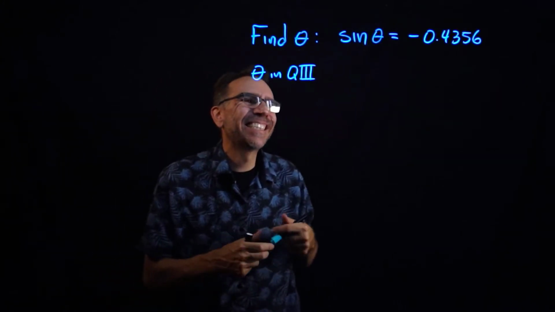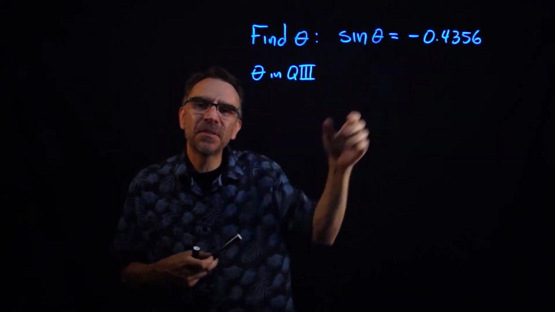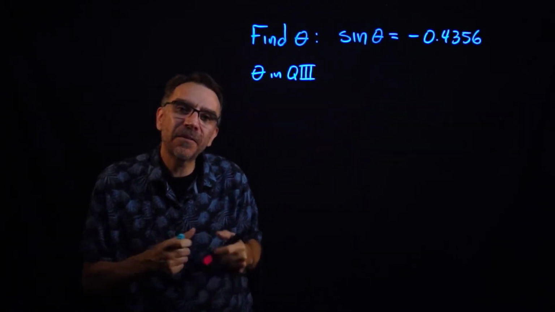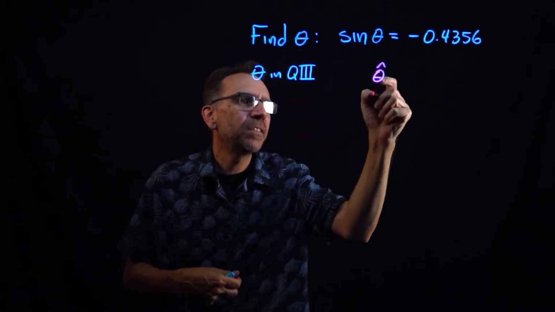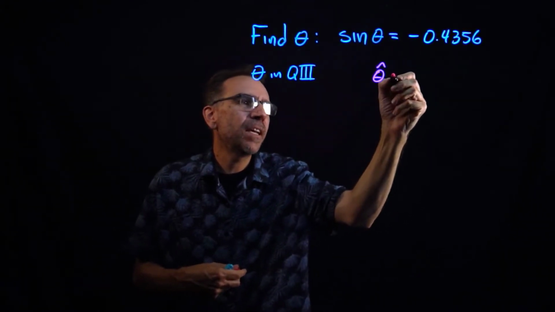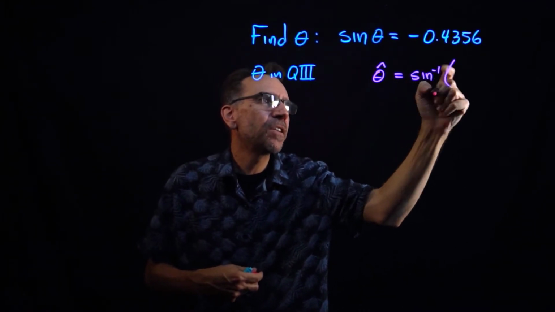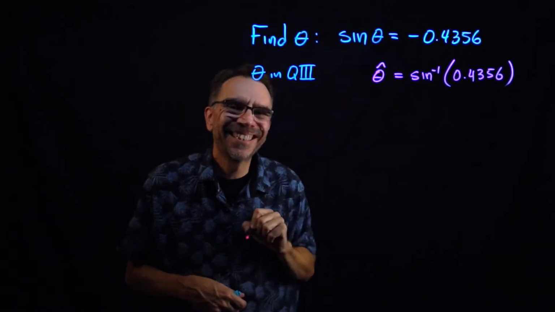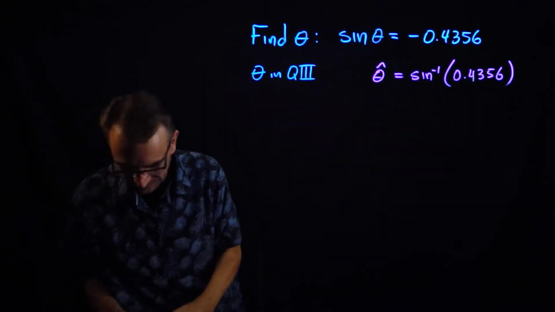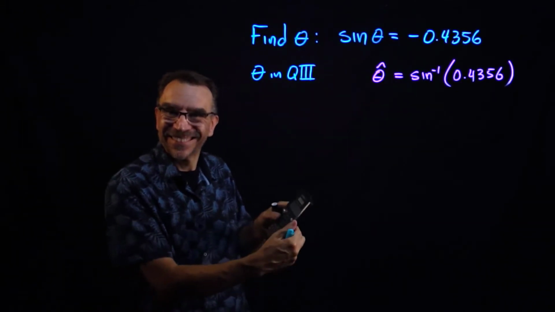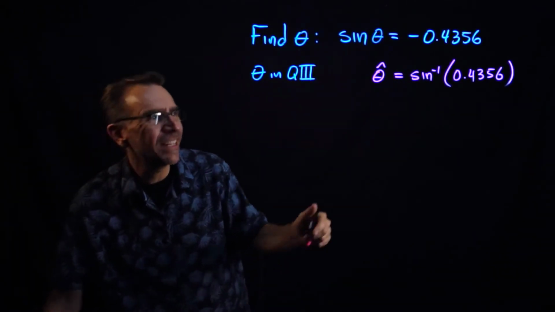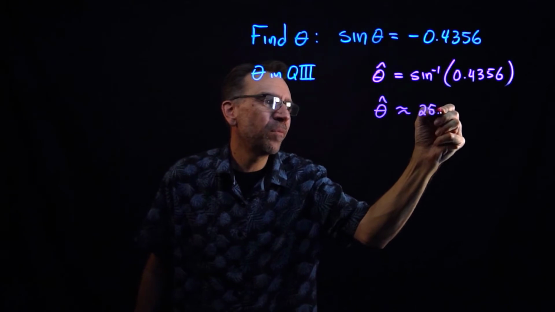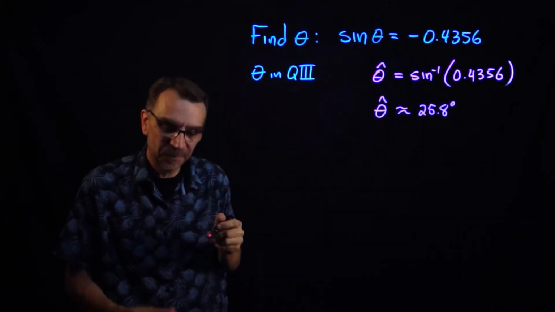In this case, you always want to take sine inverse of the absolute value. If you do that, you're always guaranteed the reference angle, and we denote that with theta with a little hat above it. So that's theta hat. The reference angle is equal to sine inverse of the absolute value of that ratio, 0.4356. When I do that on a calculator, I get 25.8 degrees. So theta hat, the reference angle, is approximately 25.8 degrees, rounded off to 1 decimal place.